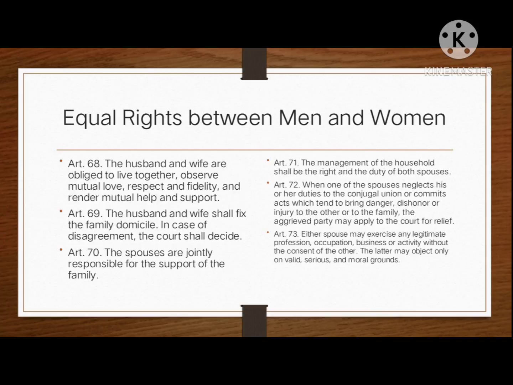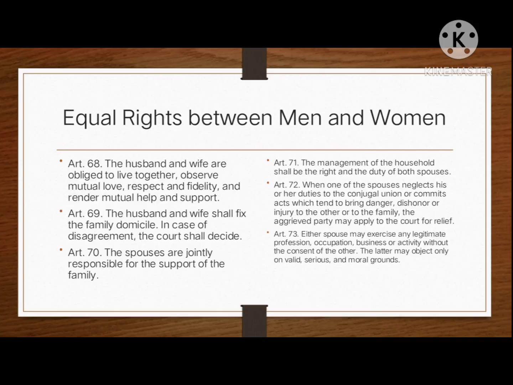When one of the spouses neglects his or her duties to the conjugal union or commits acts which tend to bring danger, dishonor, injury to the other or to the family, the aggrieved party may apply to the court for relief. So, the factors of this are negligence of obligations, and another one is having an affair. So, the aggrieved party can apply to the court for relief.